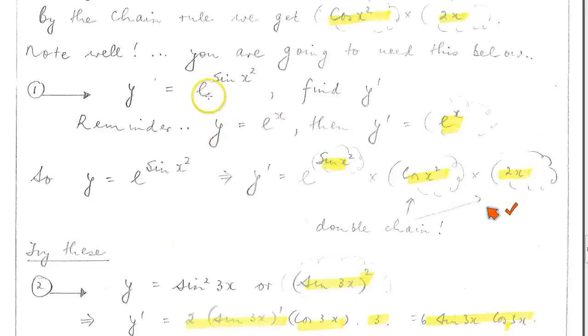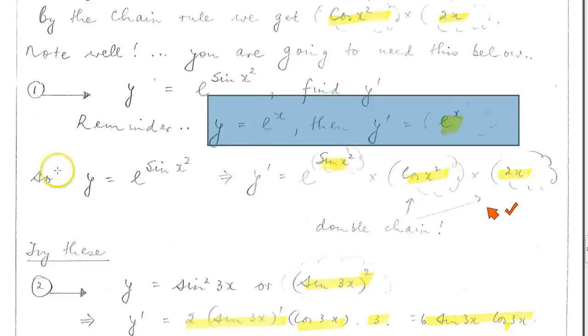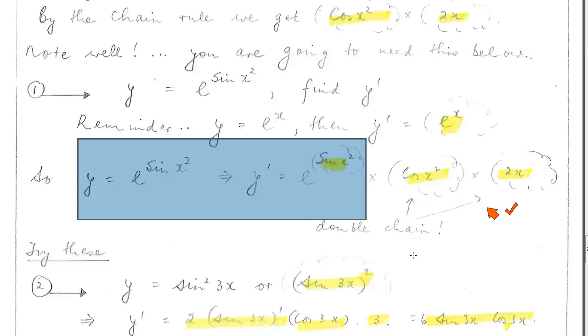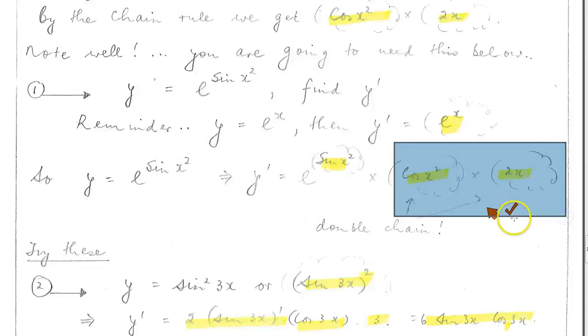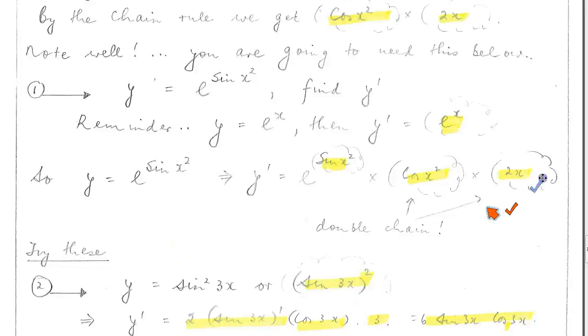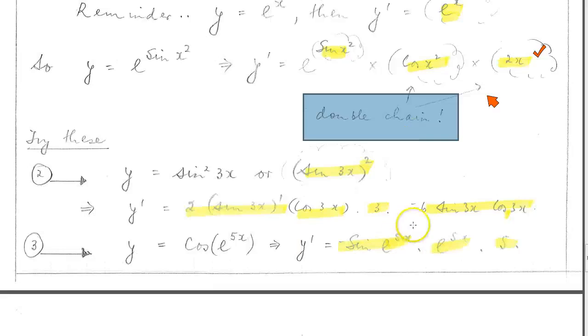Reminder, if y is e to the x, y dash is again e to the x. So step 1, if y equals e to the sine x squared, y dash is initially e to the sine x squared. But I'm not finished. I need to differentiate sine x squared, and you've done it on the previous page. It's cos x squared times 2x. It's already a function of a function, so it becomes cos x squared, and I differentiate the x squared to become 2x. So it's a double chain. See if you can try those couple on double chains. Come back to me.